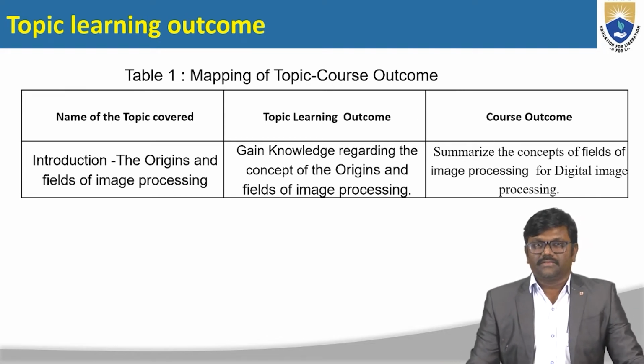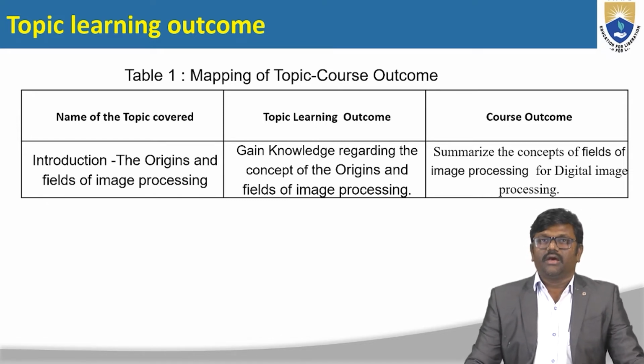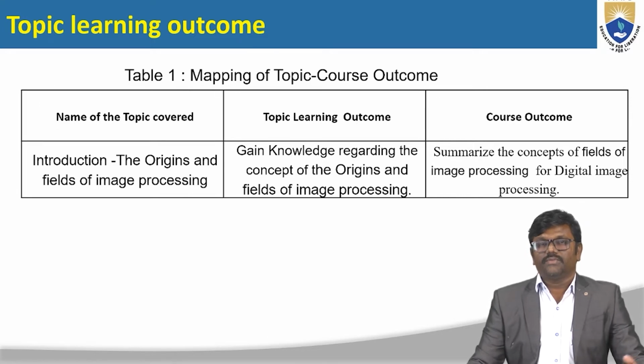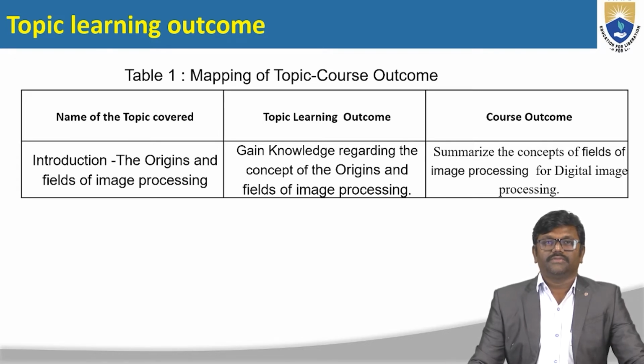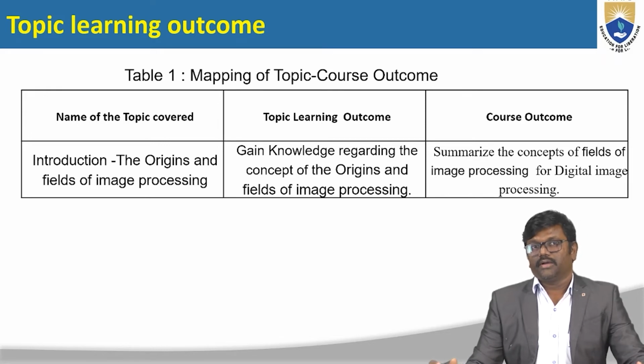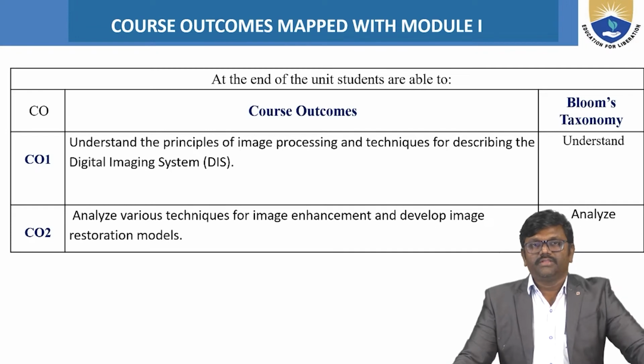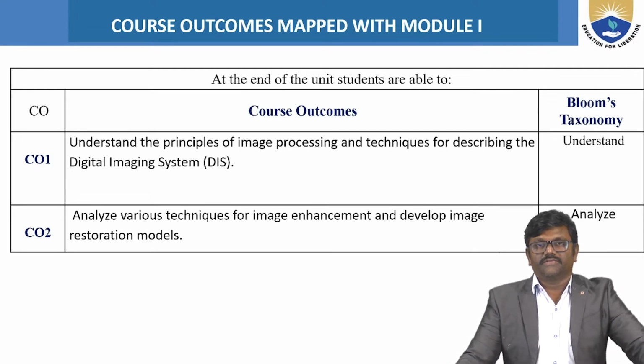A student who is learning image processing fundamentals from module 1 can cover the complete topic, from the introduction to the origin and the field of image processing. This can be achieved in terms of gaining knowledge regarding the concepts, preparing his own knowledge for different applications, and achieving the outcome in terms of concepts of fields of image processing for digital image processing applications. With this slide, what I wanted to say is that table 1 helps us understand that a student achieving these course objectives can be prepared and mapped with the course outcomes.